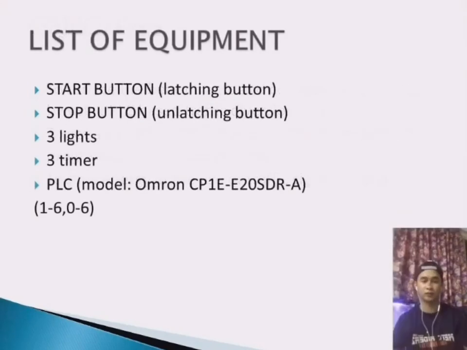So this is the list of equipment for our project. First, we use a start button as a latching button, and the second one is a stop button as an unlatching button, and we use 3 lights, which are red, green, orange, and next we use 3 timers, and the last one, the PLC model Omron CP1E E20 SDRA. So this is our list of equipment.